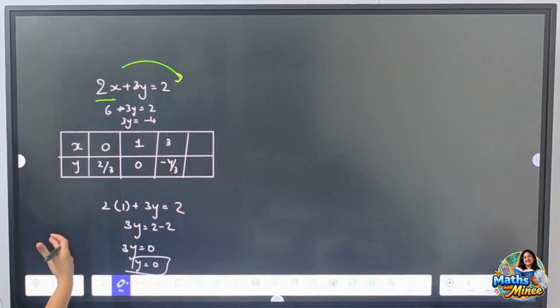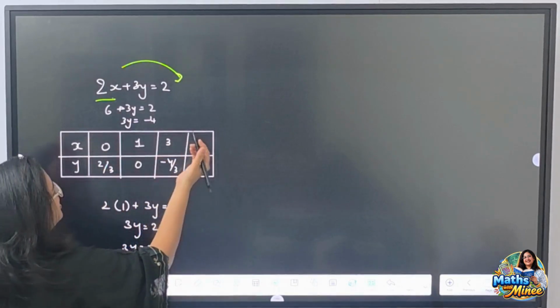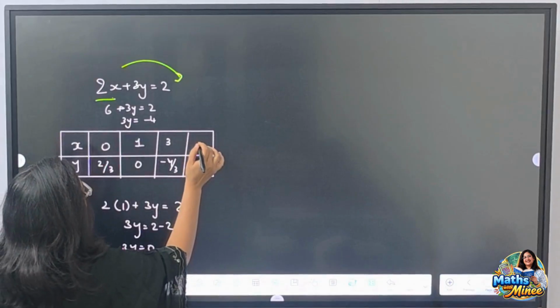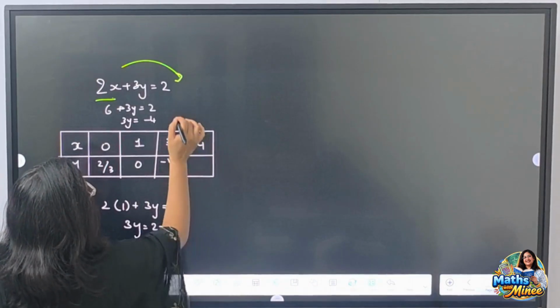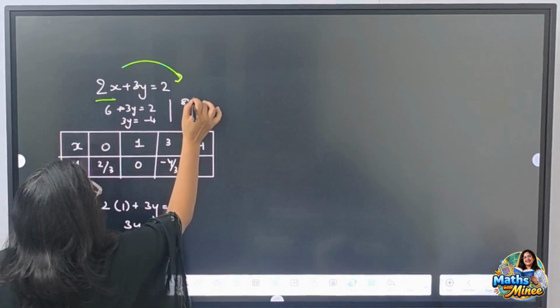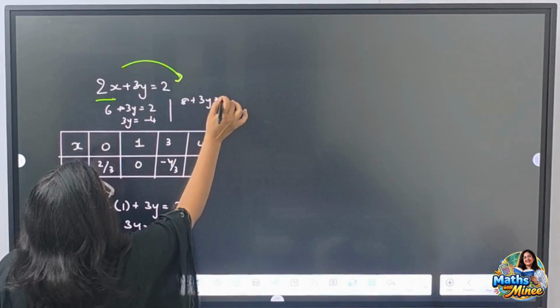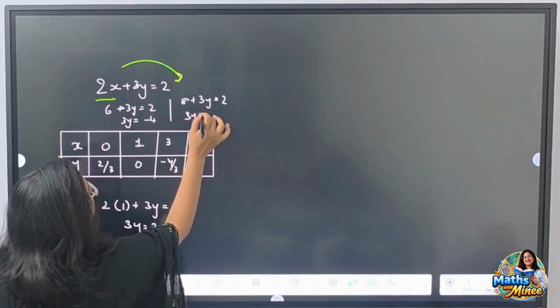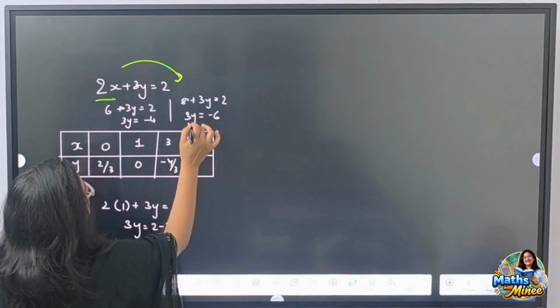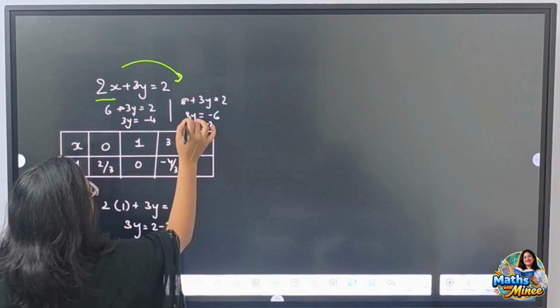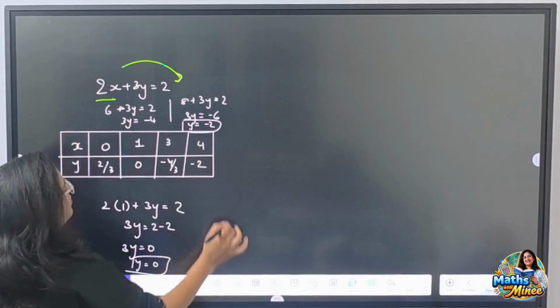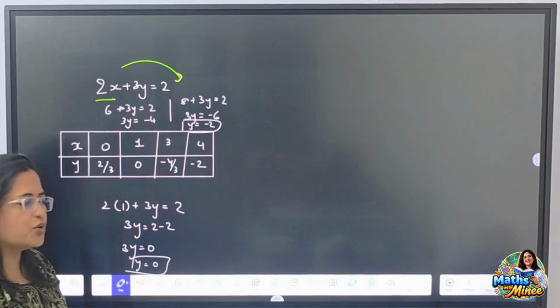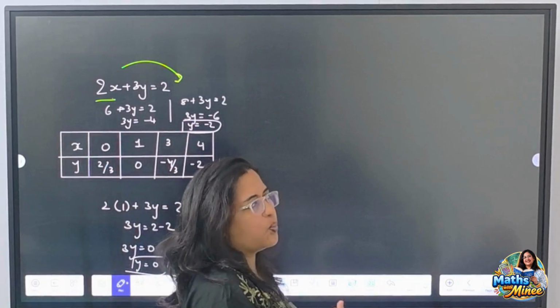So here, for the x values you want to use, if you want to use x is equal to 4, so 4 2s are 8. 8 plus 3y is equal to 2. So 3y is equal to minus 6. So y is equal to minus 2. Right? So you got the values for x and y.